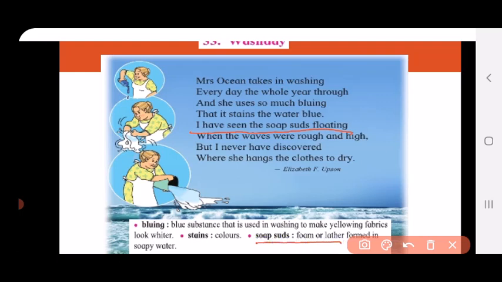When are these soap suds floating? When the waves were rough and high. So when the waves are coming in and hitting the water and mixing all the water together, the soap gets mixed with the water and the soap suds that form float in the ocean. But I never have discovered where she hangs the clothes to dry. So the ocean washes so many clothes, but till date, the poetess doesn't know where all those clothes are dried.